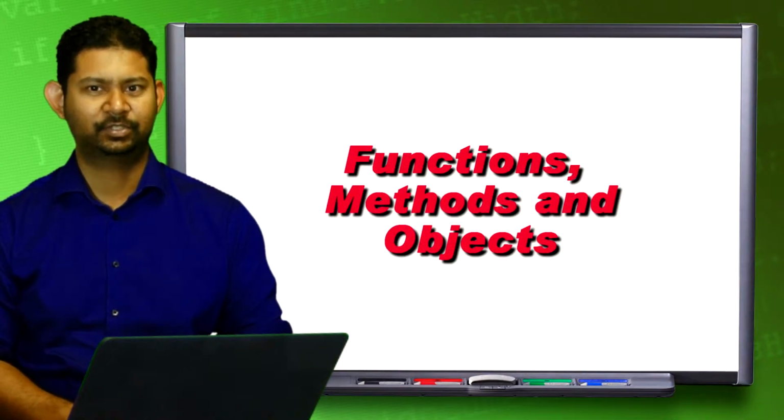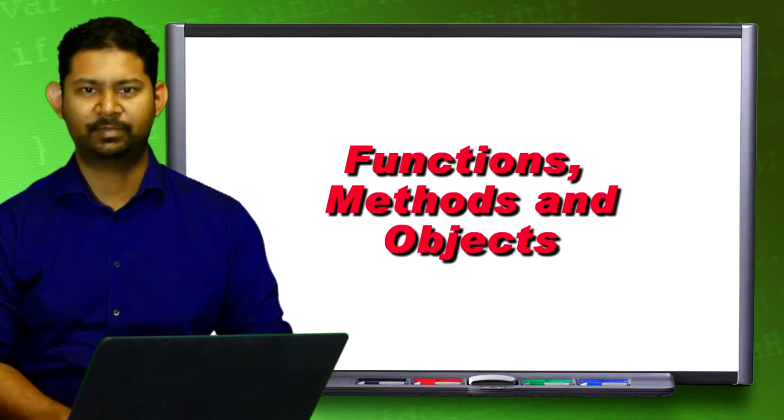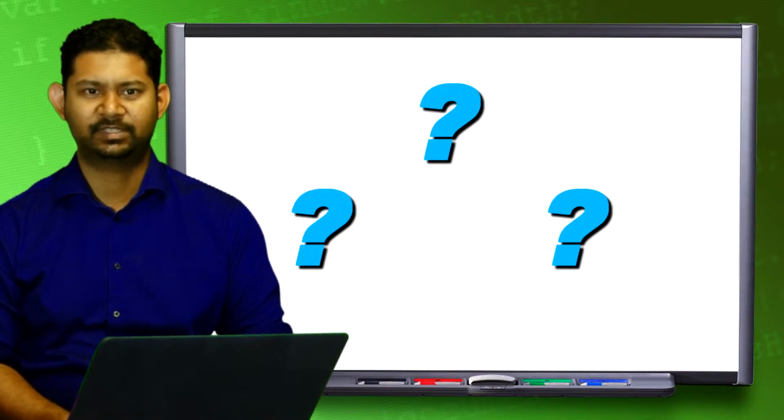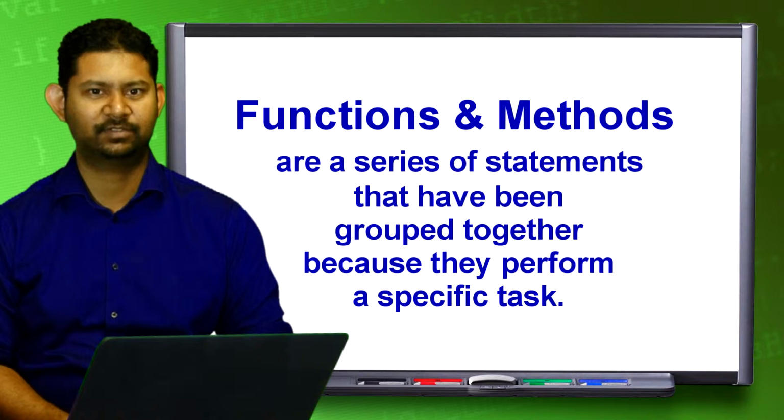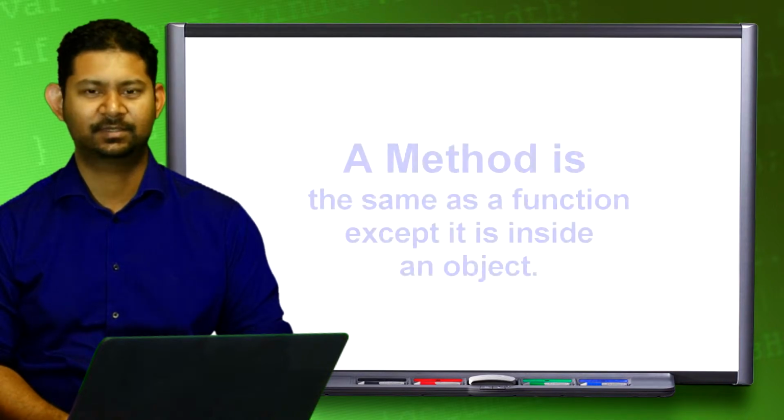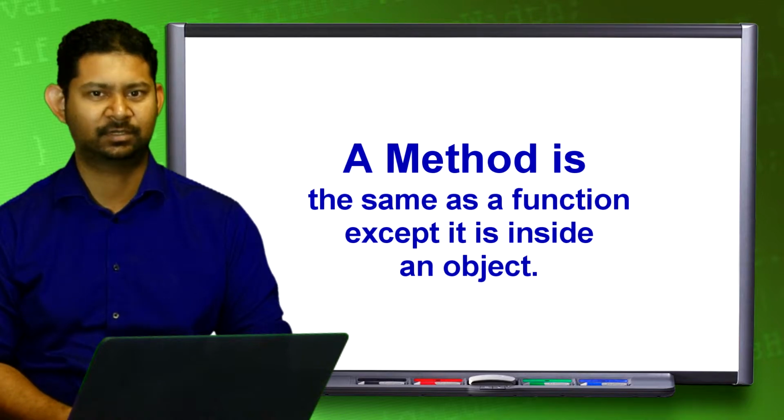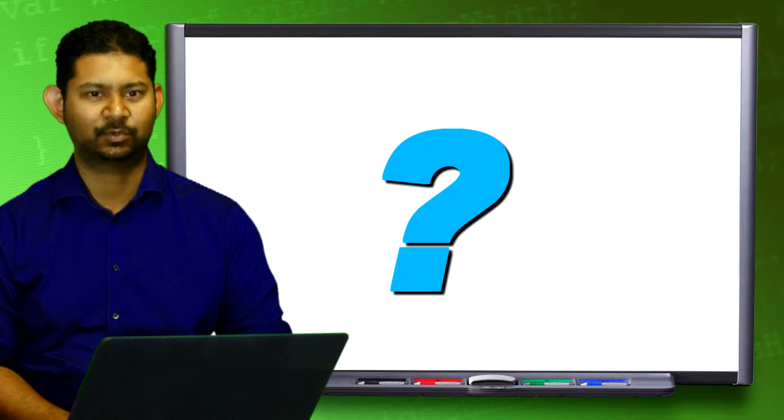Welcome to Lesson 3. Today's topic is all about functions, methods, and objects. So what are these things? Functions and methods are a series of statements that have been grouped together because they perform a specific task. A method is the same as a function, except it is inside an object. Which brings up the next question.